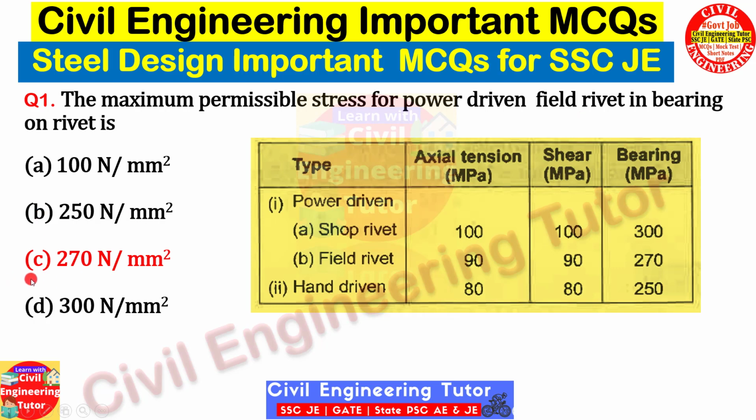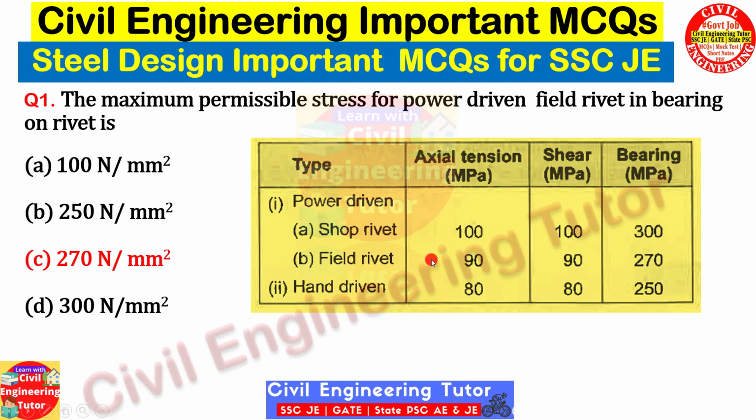The correct answer for this case is 270 megapascal, and we can see that generally rivet is fabricated in two ways. One is power driven and another is hand driven, and again in power driven it can be fabricated in workshop or in field. So when in this problem it is given that for field rivet, under bearing condition we can see the bearing stress or permissible stress is 270 megapascal.